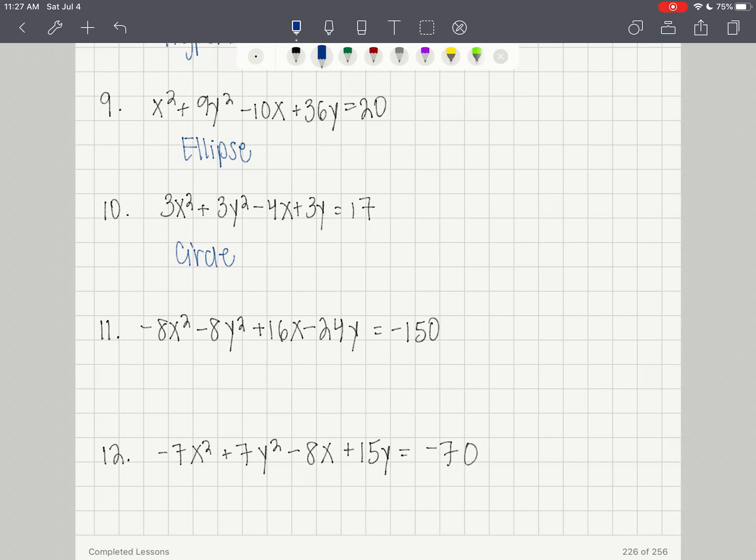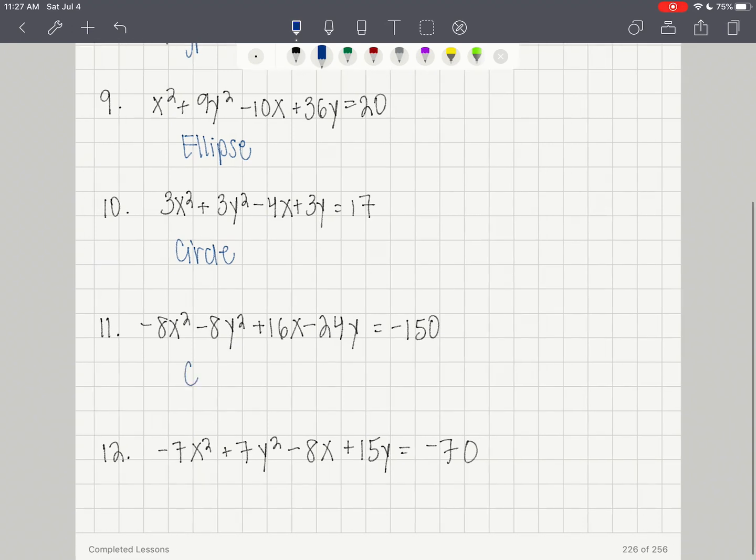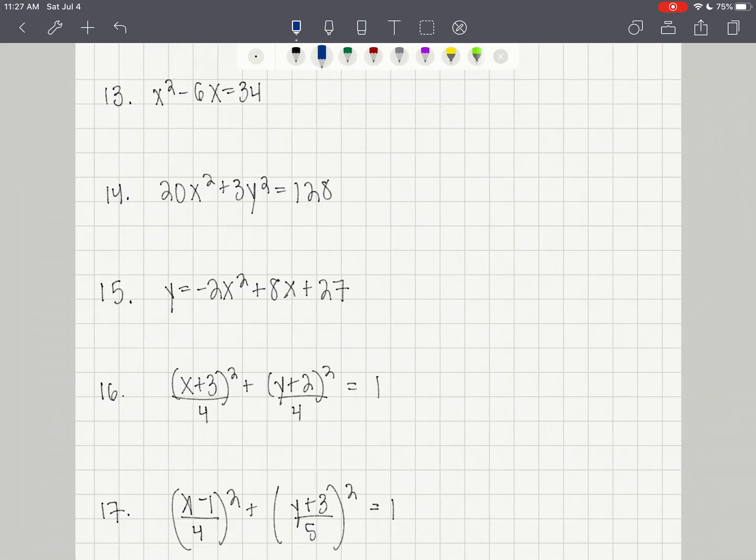So if you are not just checking your answers, you're just writing stuff down, you want to press pause and try to do these on your own so that you can get them right when you have to do it on your own on a quiz or a test or a final exam. Number 11, that is a circle. Number 12 is a hyperbola. Okay, there's 13 through 17.